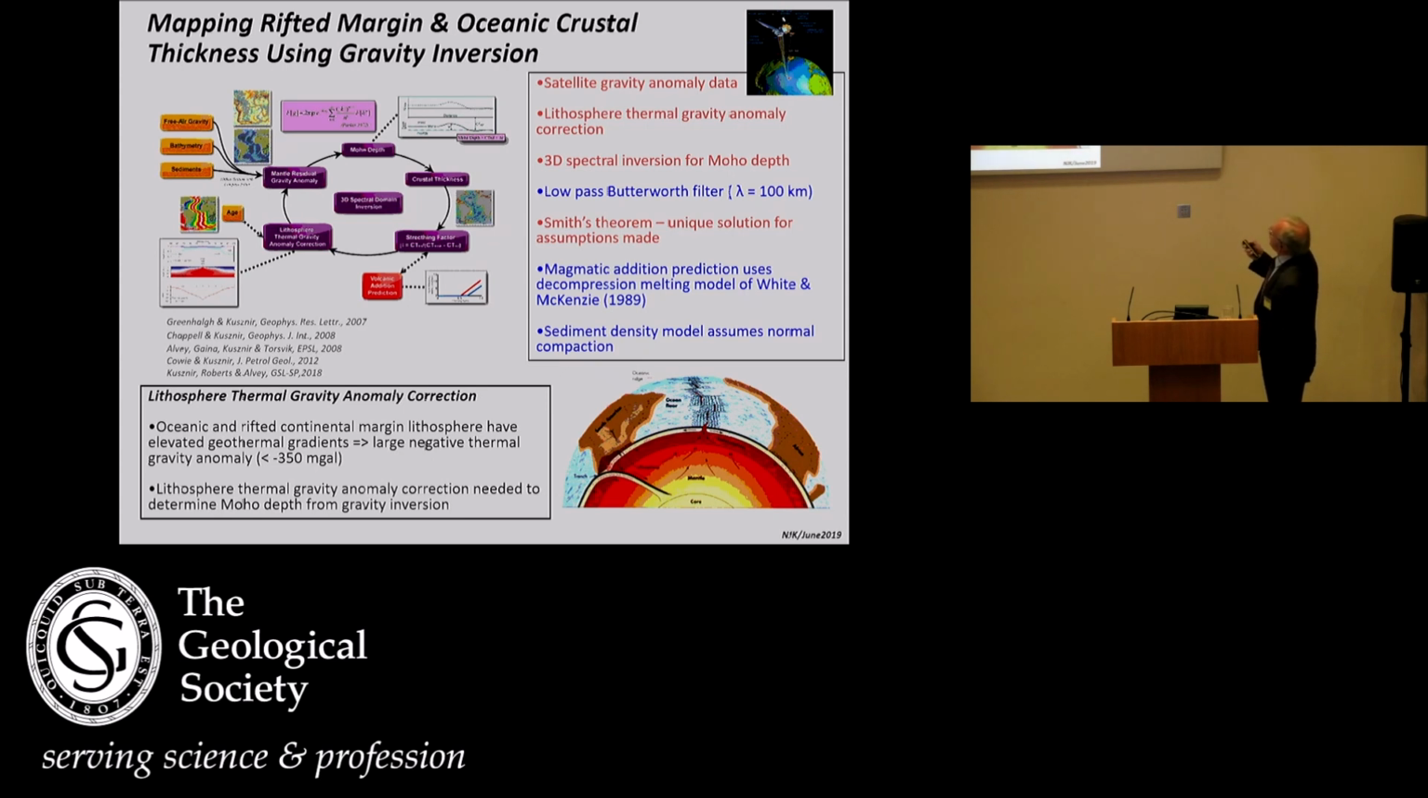The other important ingredient is that we realize we need to include a lithosphere thermal gravity anomaly correction, because the hot lithosphere of the continental margin, or the ocean lithosphere against the margin, is hot, thermally expanded, and generates a very large negative gravity anomaly, which we need to include within the 3D gravity inversion. We use a 3D spectral technique to do the inversion, and we invoke Smith's theorem, which for the assumptions we make gives us a unique solution.